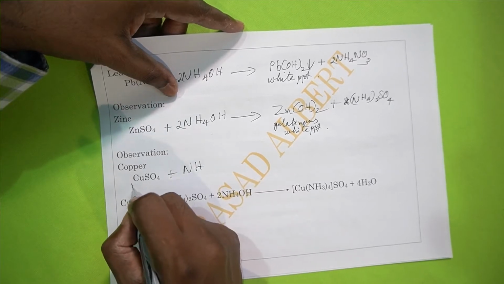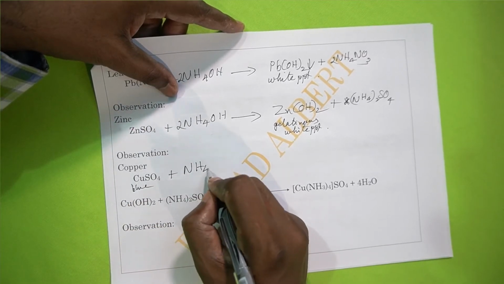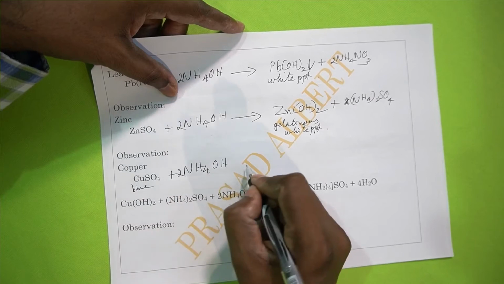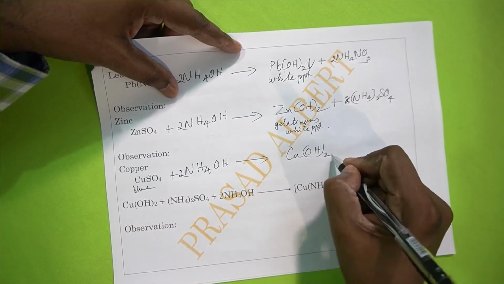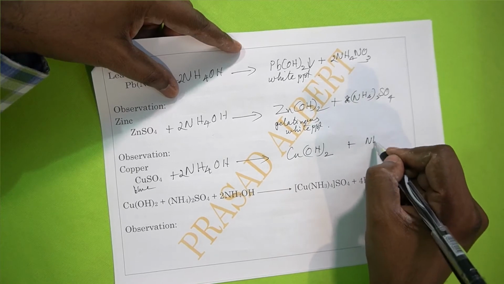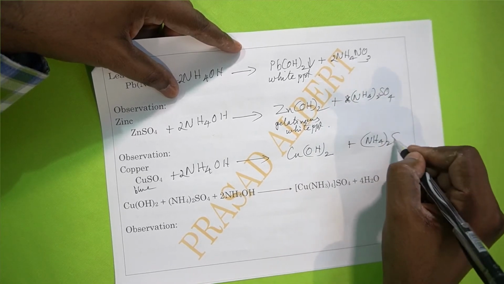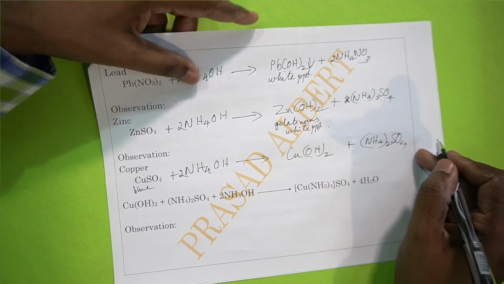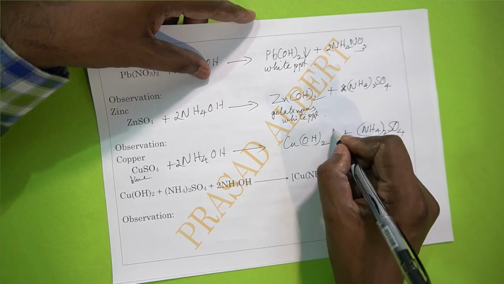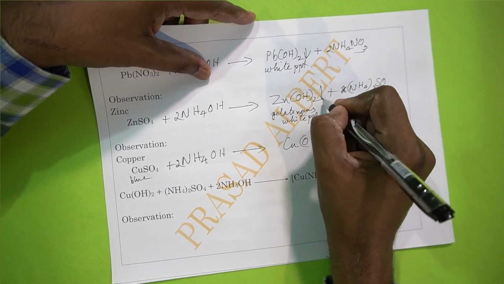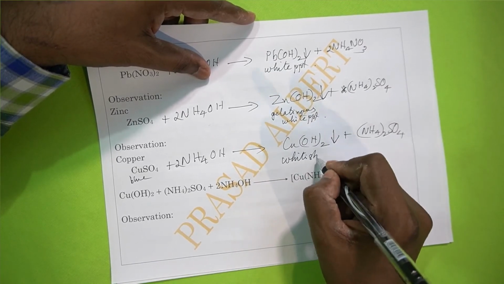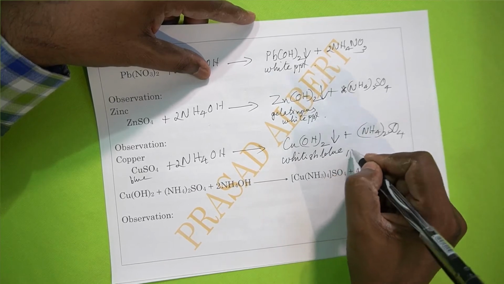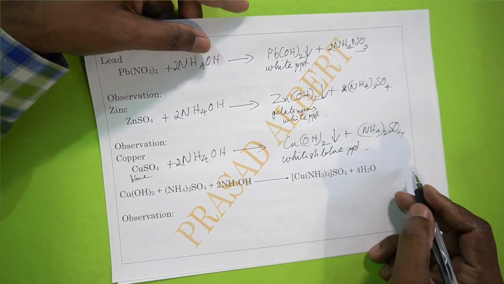You take copper sulfate. Copper sulfate is already a blue solution. NH4OH is taken, 2 molecules of this. What you get is copper hydroxide plus (NH4)2SO4. The ammonium salts formed here remain in solution because they are soluble. The copper hydroxide will be a precipitate. This will be a whitish blue precipitate, or you may write pale blue precipitate.